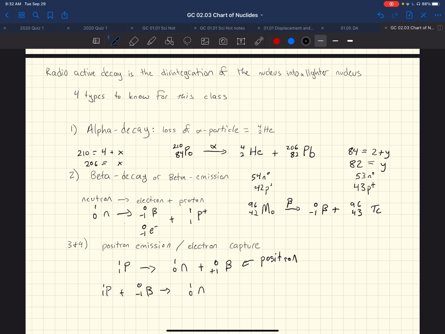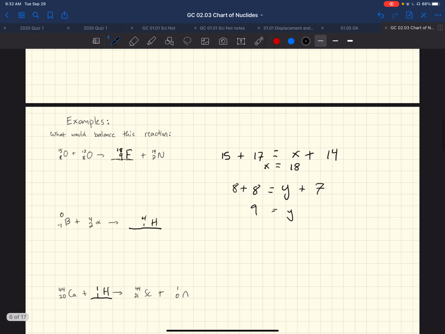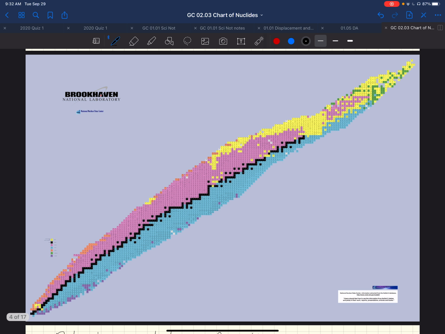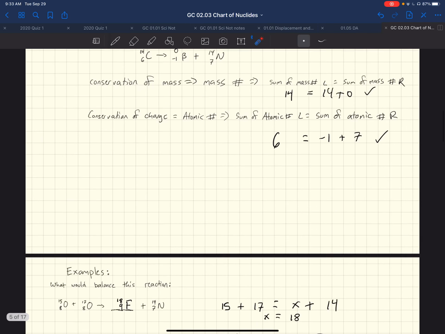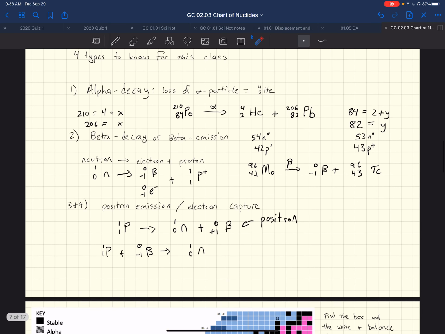All right, so now how does this work? Well, I showed you this before, okay? Basically, you can take any isotope that is on this chart, and this chart tells you what kind of decay that isotope does. So you just need to memorize this whole chart. How easy is that? I'm just kidding. You don't have to memorize that. I'm going to give it to you.